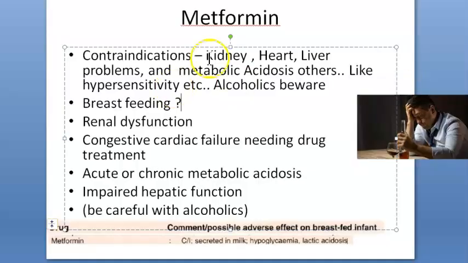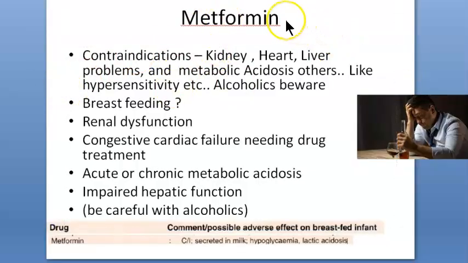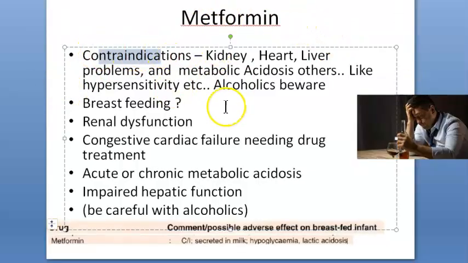Okay. Now look at the contraindications of metformin. Contraindications, CI. So you should not give it in kidney or liver problems. If the person has metabolic acidosis already, you will not give. If the person is alcoholic, you will not give. If the person has hypersensitivity to metformin, you will not give. If the person is breastfeeding, you have to exercise caution because it is secreted in breast milk and it can cause hypoglycemia in the baby.